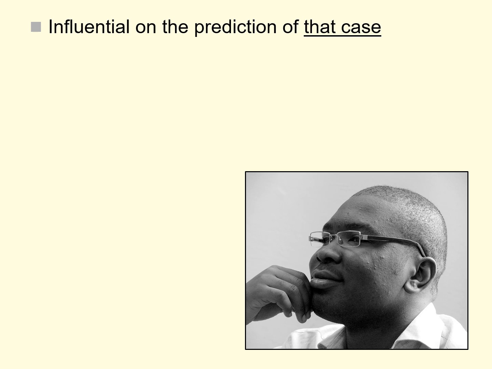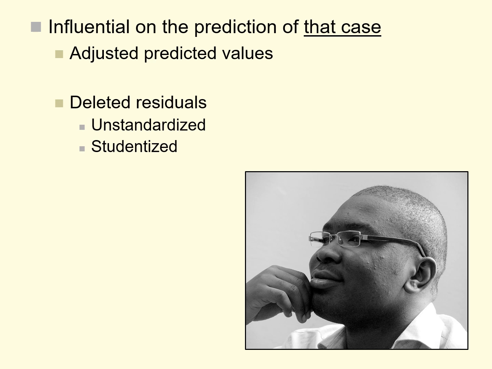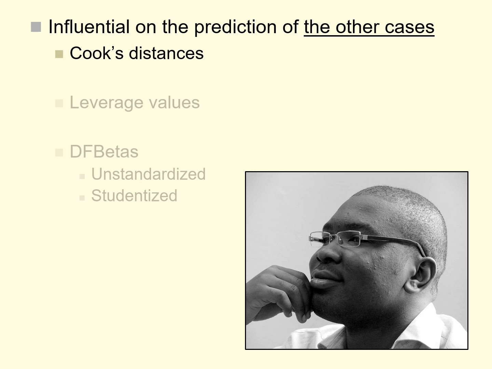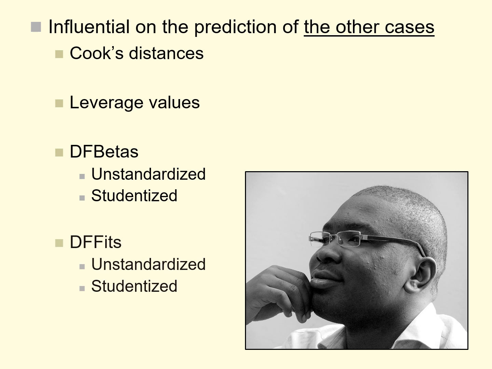Now let's consider influence. And remember, we can think about influence in two different ways. One is the influence on the prediction of that one case, how much that particular case pulls or distorts the model's prediction of it. To think about that, we often focus on the adjusted predicted values and the deleted residuals, either unstandardized or studentized, studentized being a way of standardizing. Also think about influence in terms of how much a case influences the prediction of all the other cases in the data set. Here we have things like Cook's distance, leverage values, DF betas, and DF fits in their various sorts.